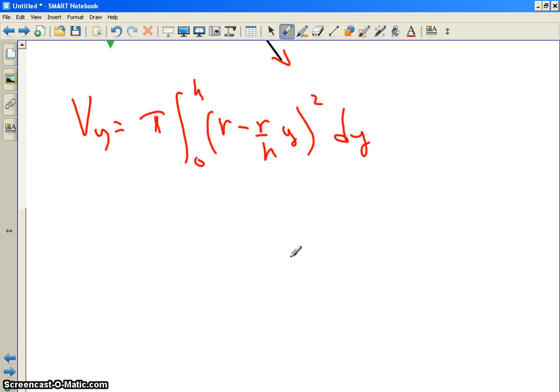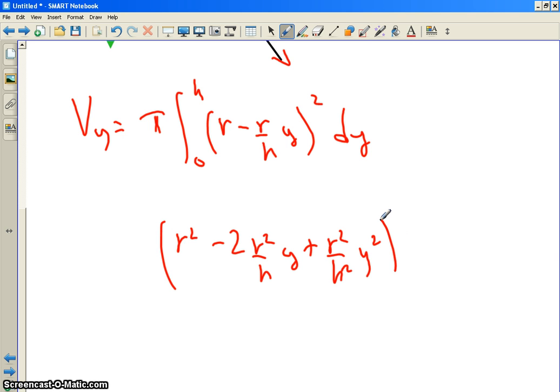How are we going to square that out? Well, let's see. r squared, r times negative r over h y is negative r squared over h y. We're going to get two of those. Plus r squared over h squared y squared. And if you need to do FOIL on the side, scratch paper, go for it. I think that's correct. We didn't integrate yet. We're just setting it up so we can.